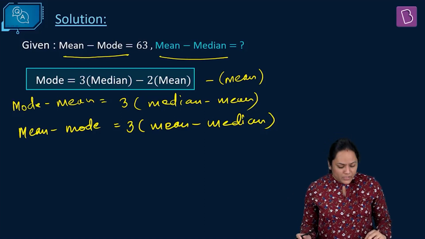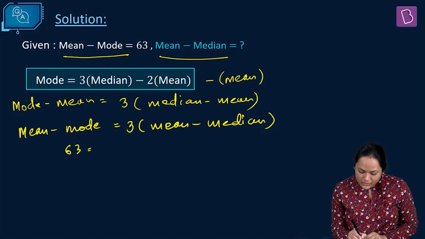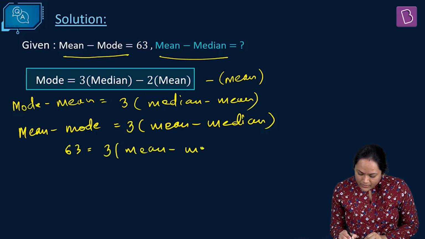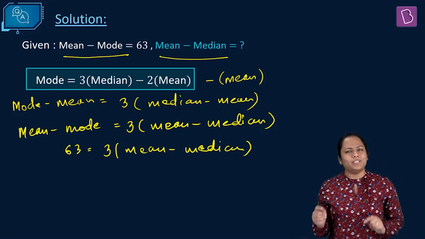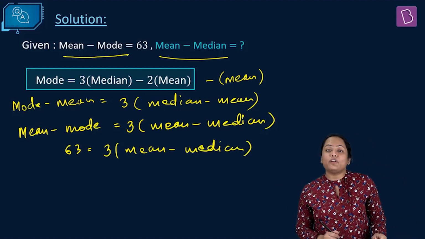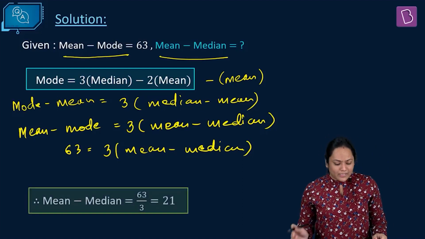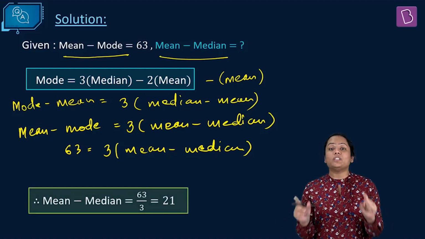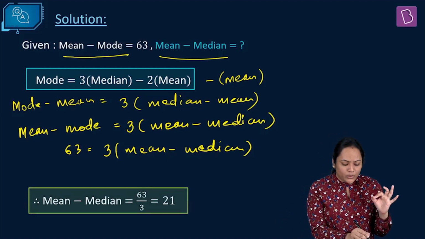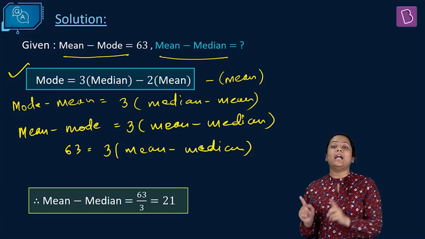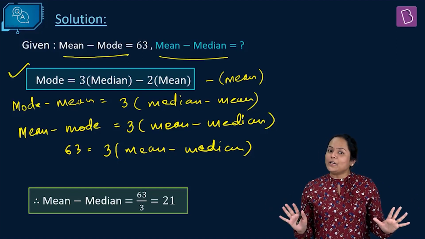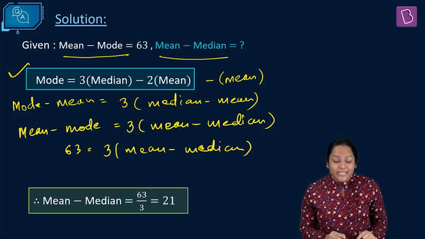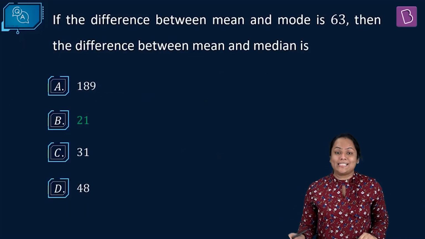Okay, so mean minus mode is given to me as 63, which is equal to 3 times, I'm going to get mean minus median, and bingo, the answer is with us. What is the value now for mean minus median? Well, that will be 63 by 3, that is equal to 21. A really simple question. What you have to remember? The relation between mode, median, and mean. That's it. Clear? Understood? Perfect. And if we look at the options now, we can say answer is B.